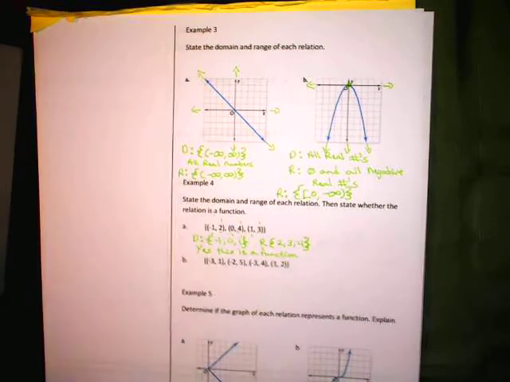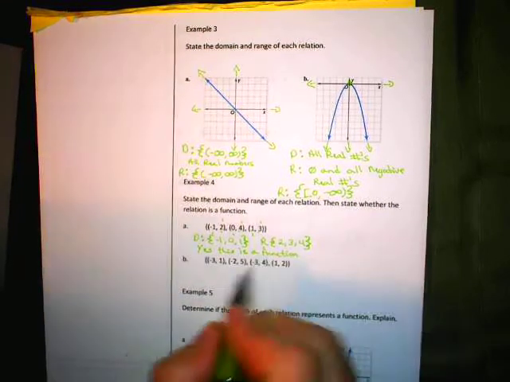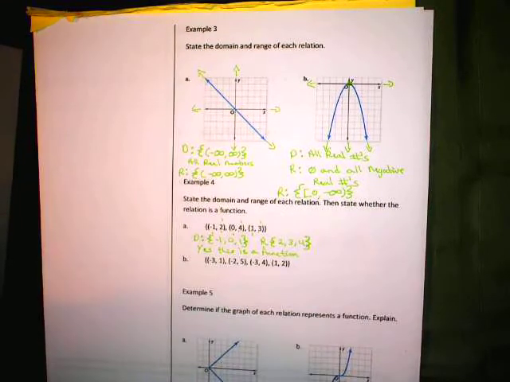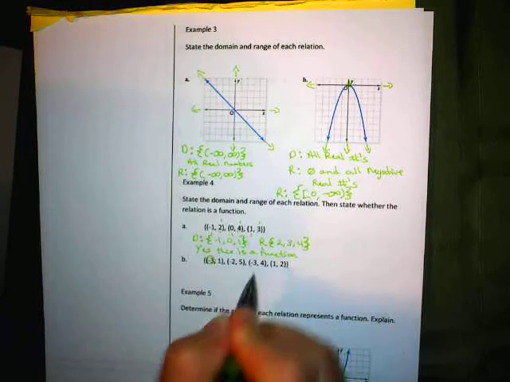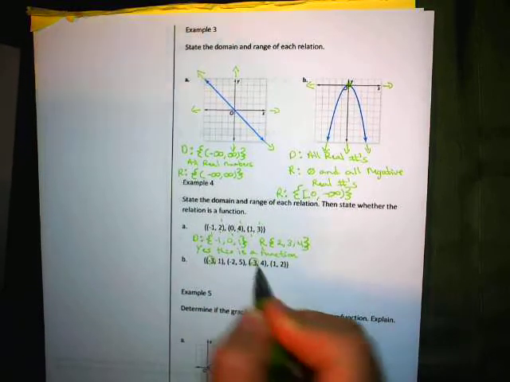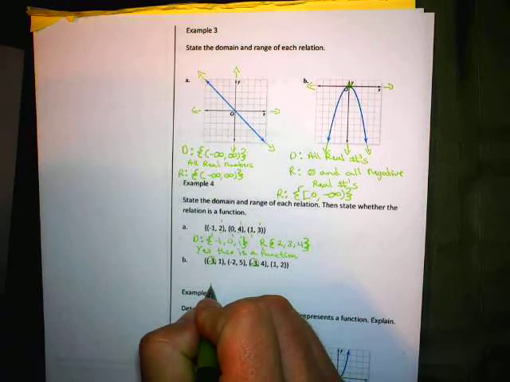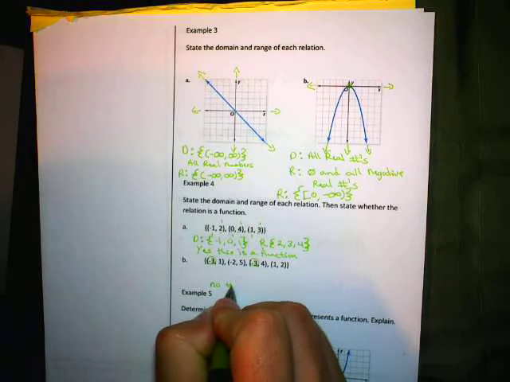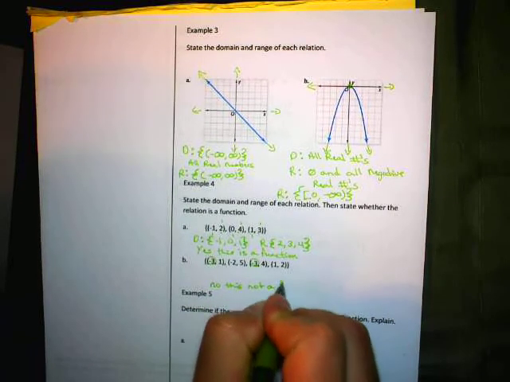Alright. Now B, same thing. I want you to do B on your own. I think you're pretty intelligent, but I do want you to look at here how the inputs give different outputs. Same input, different output. I'm going to tell you that's going to give us a no. This is not a function.